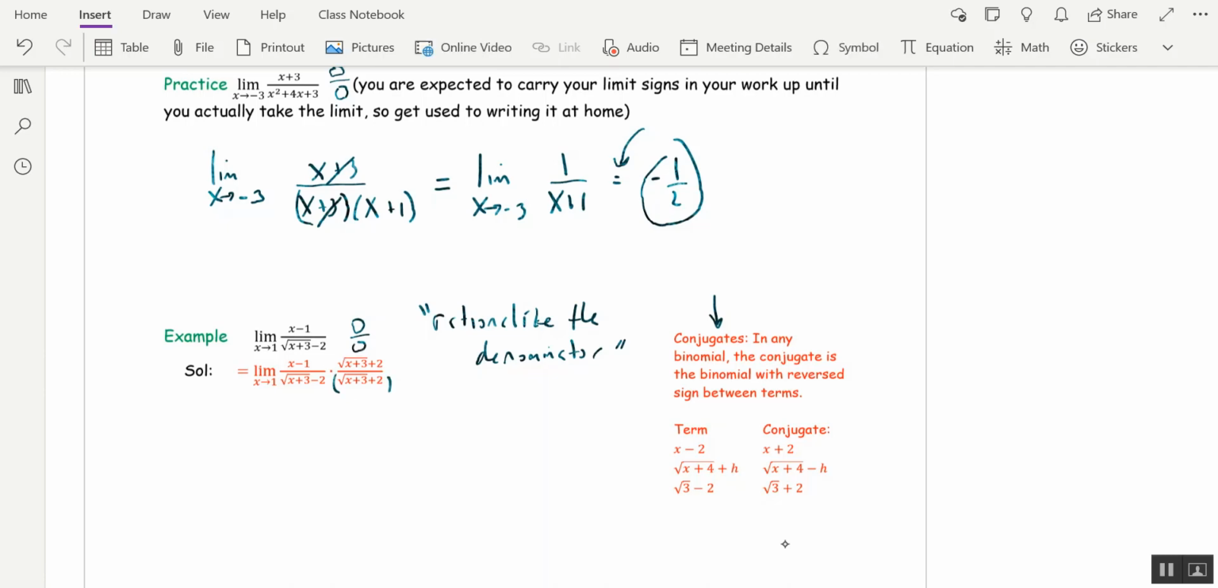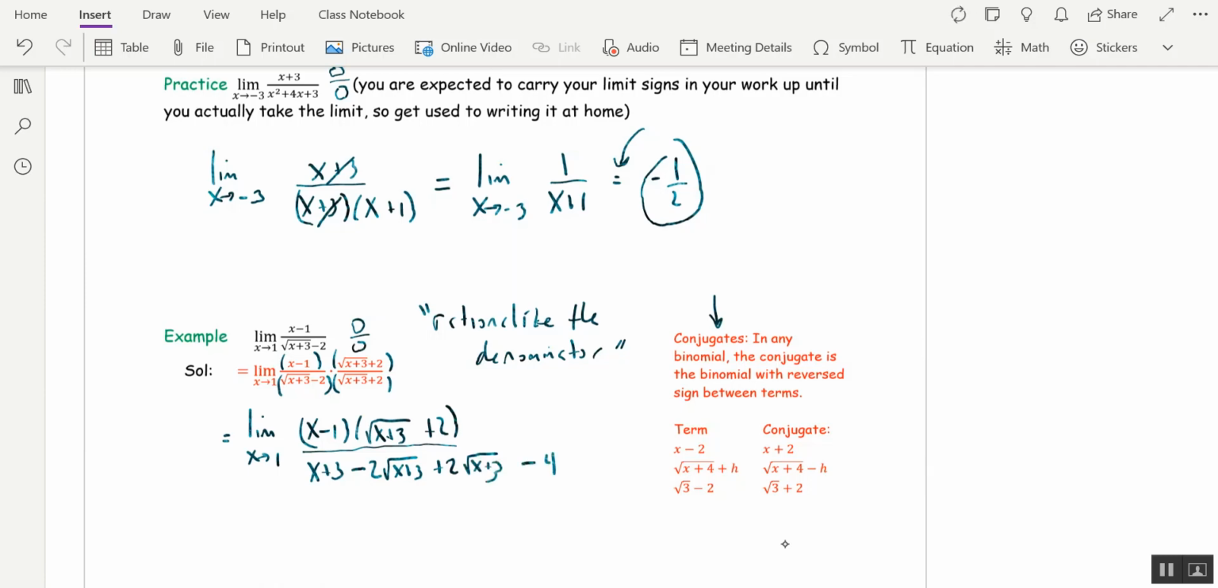So this is a binomial, that's a binomial, this is a binomial, that's a binomial. So when we multiply, I'm going to leave the top alone. The limit as x goes to 1 of (x minus 1) times (root x plus 3 plus 2). In the denominator, I'm going to do FOIL. So I get x plus 3, and then the middle term is -2 times root x plus 3, and the other middle term is +2 times root x plus 3, and then I get -4.